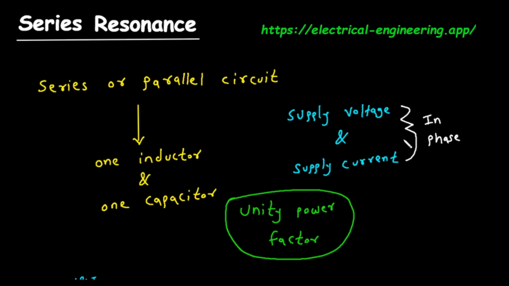Imagine two people walking, and their feet hit the ground at the exact same time with every step. That's what in phase means for voltage and current. When voltage and current are in phase, the circuit behaves in a very special way. It leads to something called a unity power factor.